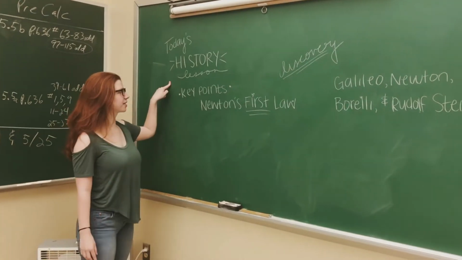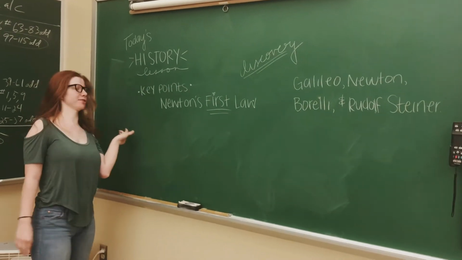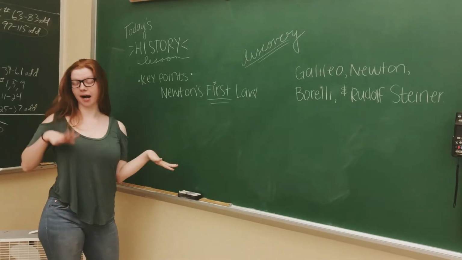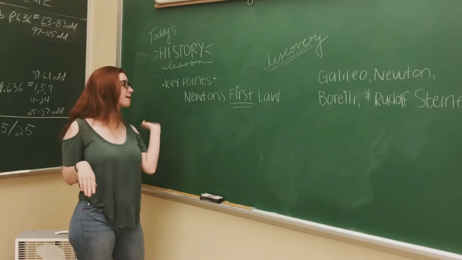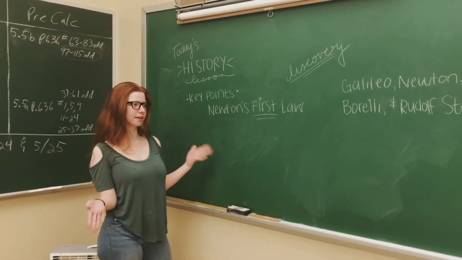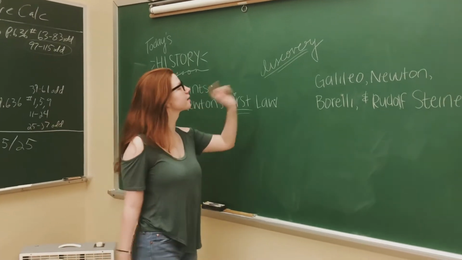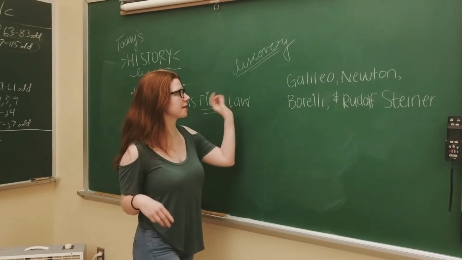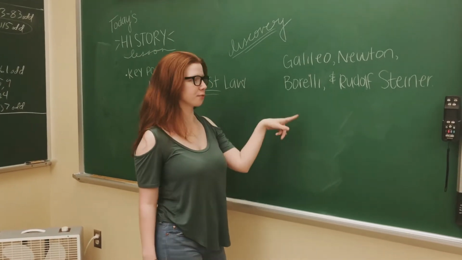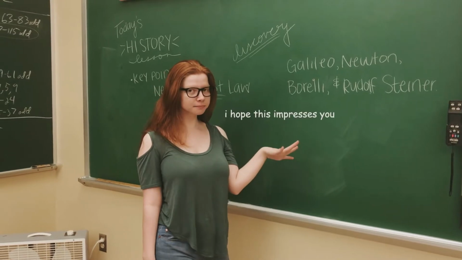So on today's history lesson, we'll discuss linear motion. Some of the key points of it are Newton's first law. It derived from Newton's first law of motion, which is an object in motion stays in motion unless an external force is acted upon it. And the people who pretty much discovered it are Galileo, Newton, obviously, Borelli, and Rudolf Steiner.